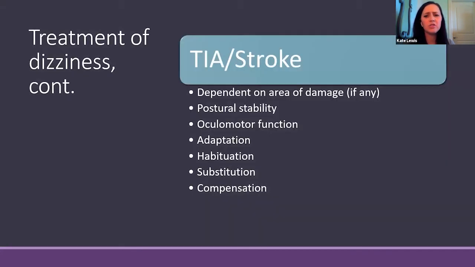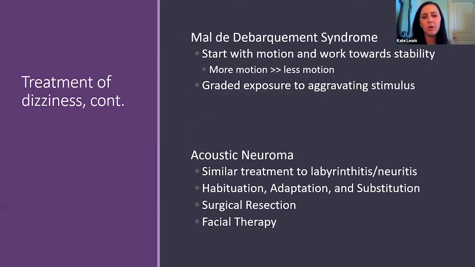Following a TIA and a stroke, it depends a lot on what area of the brain was damaged, but a lot of it's going to be that same stuff we talked about: improving your balance, postural stability, making sure your ocular motor function is where it needs to be, and then those principles again of vestibular physical therapy. Mal de debarquement. With these folks, we're going to start with a lot of motion and try to reduce to minimal motion. So graded exposure to something that's aggravating.